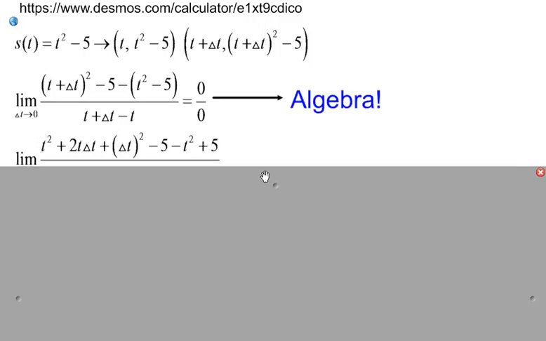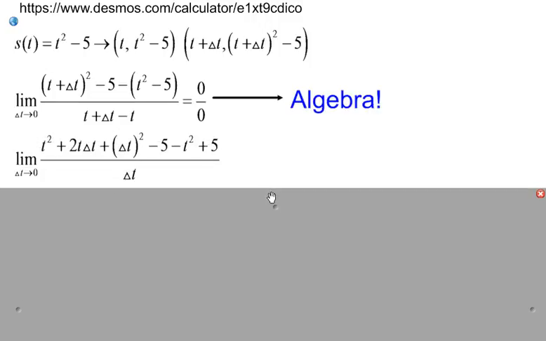Now, if you put 0 in for delta t, you're going to end up with this going away. You're going to get t squared minus 5 minus the same amount, which is 0. And then if delta t is 0, then we end up with t minus t, which is also 0. So we need to do some algebra. So here's where you have to be like a surgeon. You're going to need to expand this out.